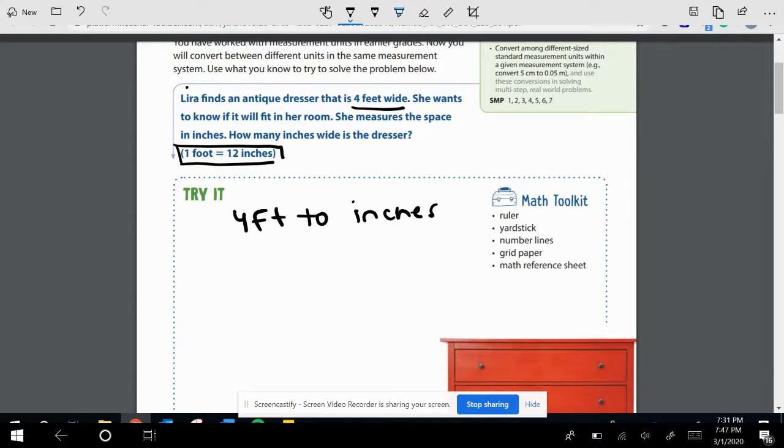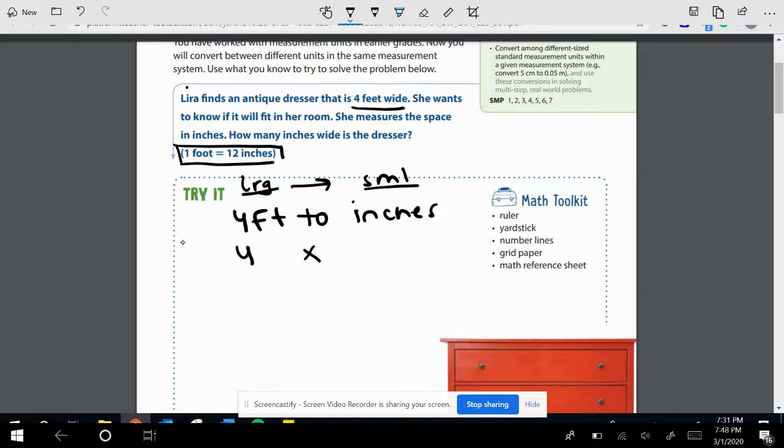Now I said 4 feet, and feet is a larger unit to measure than inches. So when we convert a larger unit, right? This is large, I'll abbreviate LRG, to small, right? So from large to small, we have to multiply. And when it's from small to large, it's division. But right now we are focusing on large to small.